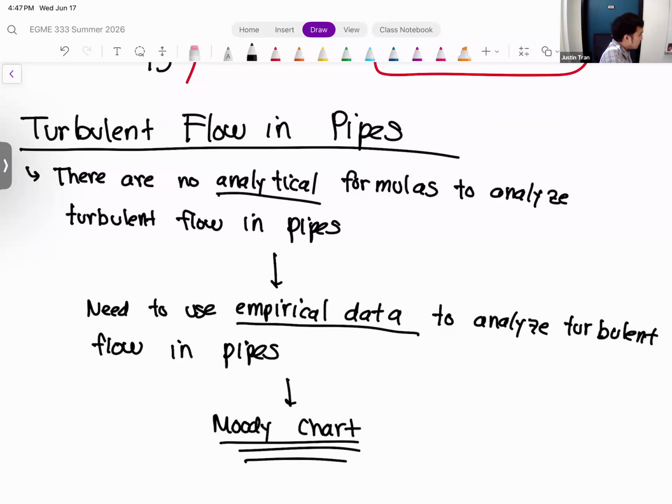Okay, so the Moody chart is something that we're going to work our way up to, but I at least wanted to introduce this idea in general. All right. So as a starting point, let's remind ourselves of something we talked about last week when we talked about conservation of energy, which was the modified Bernoulli's equation.